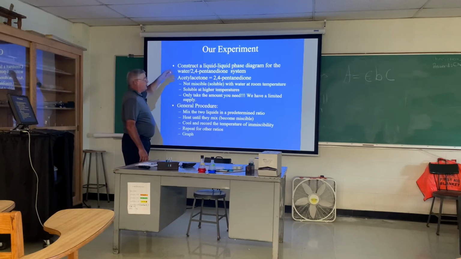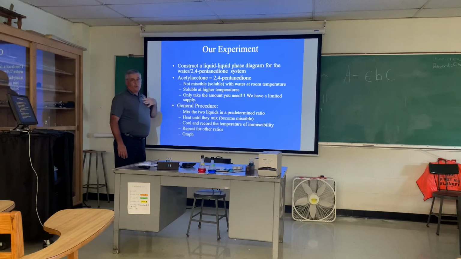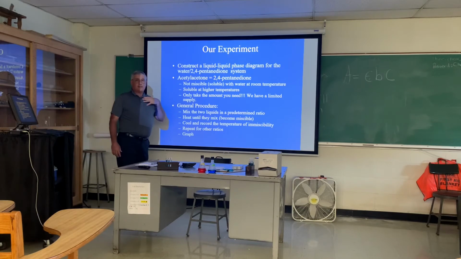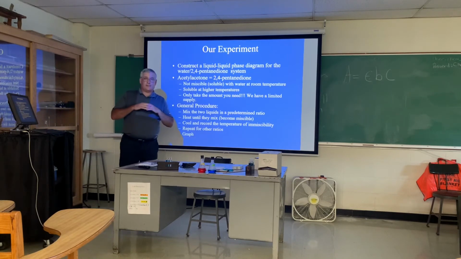All right, so our experiment today, we're going to make a phase diagram with a different system. We're actually going to use water and 2,4-pentadione, and I'll often refer to it as acetylacetone. The 2,4-pentadione has a common name, which I learned in my younger days. But now what I should know is that they're not miscible at room temperature. So when I put them together, the acetylacetone is less dense, it sits on top, and so I have two phases. But when I start to heat it, then they will mix, okay?